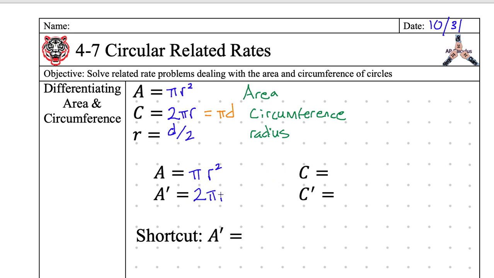So it's 2 pi r r prime. I know a lot of AP calculus teachers say just memorize your A prime and you're good to go. It doesn't really matter. Memorize area of the circle and you're good to go. You just have to take the derivative again. There is a trick for these types of problems though.